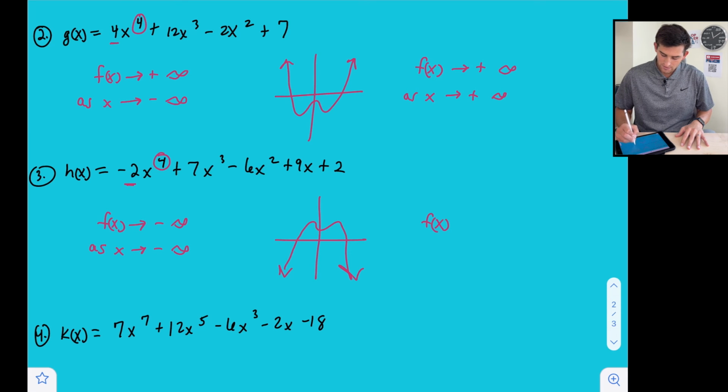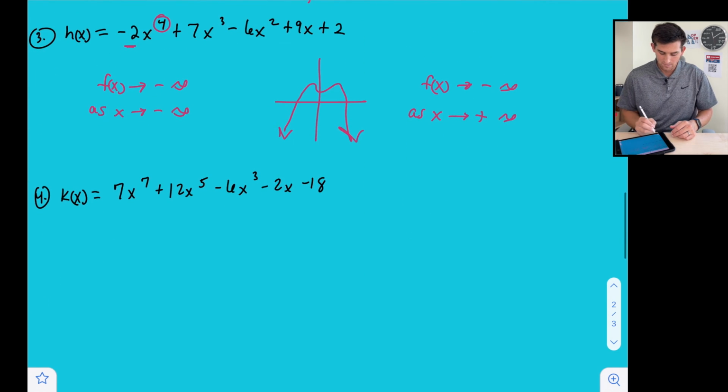Now on the right side, f of x is, once again, also approaching negative infinity because we're going down. Remember, f of x is like our y values, that's up and down on the graph. And this is as x approaches positive infinity, right? Because we're moving to the right on our graph, okay?